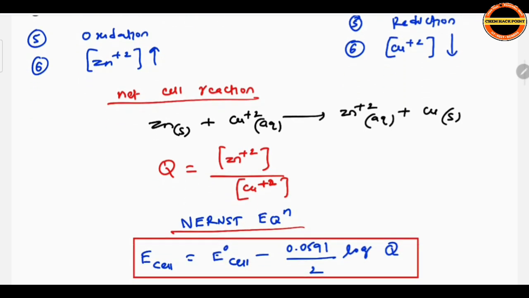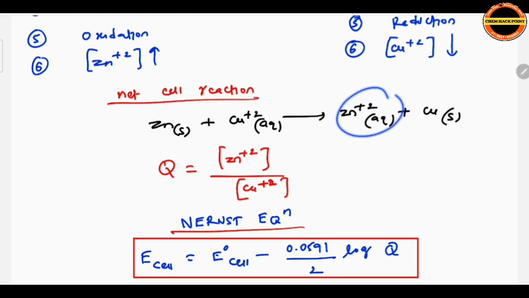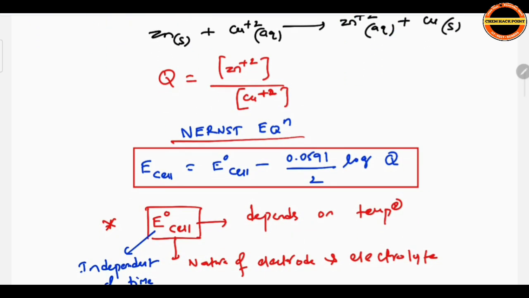Net cell reaction: if I combine both half cells, you will get the net cell reaction. Q value is Zn²⁺ ions by Cu²⁺ ions. Solids will not be specified in Q. If I apply the Nernst equation here, E cell is E naught cell minus 0.0591 by 2, because 2 electrons are involved in the reaction.